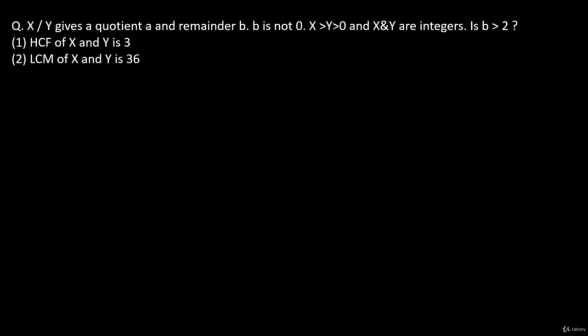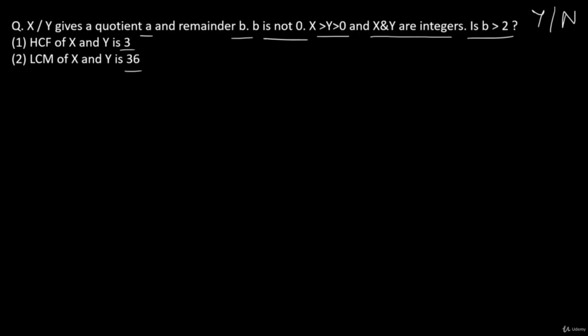Let's do this question. X divided by y gives a quotient a and remainder b. B is not 0, alright, and it's given x greater than y greater than 0, and x and y are integers. The question is b greater than 2? So it's a yes or no question. Now, statement 1 says HCF of x and y is 3, and statement 2 says LCM of x and y is 36. Alright, pause the video, give it a try, and then let's do it together.